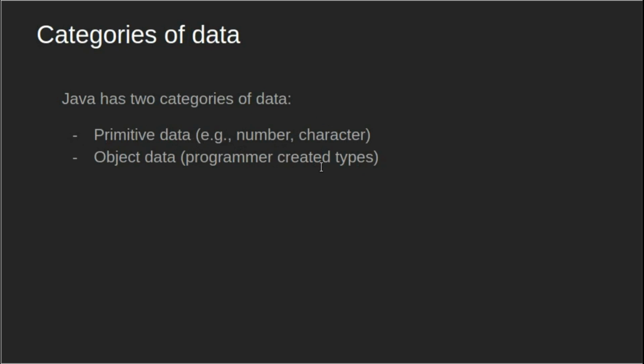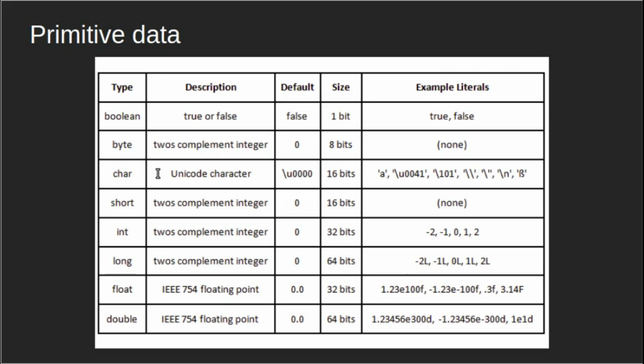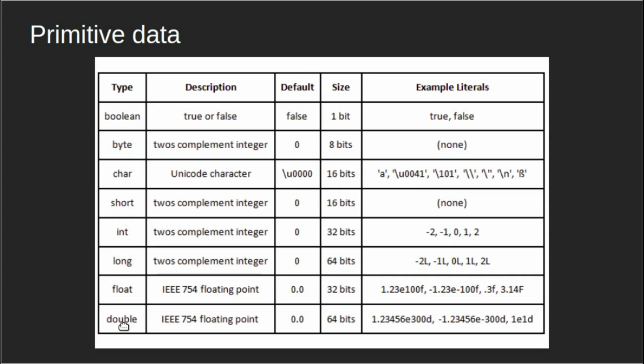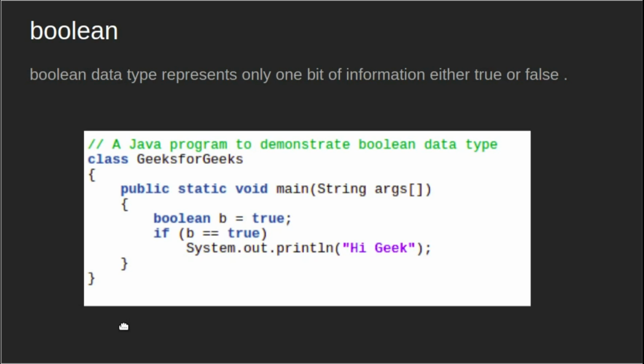Java has two categories of data: primitive data, for example, number and character, and object data, that is, programmer created types. There are 8 types of primitive data in Java: boolean, byte, char, short, int, long, float, double. We will learn about each one of them in coming slides. First, let's look at the boolean data type.